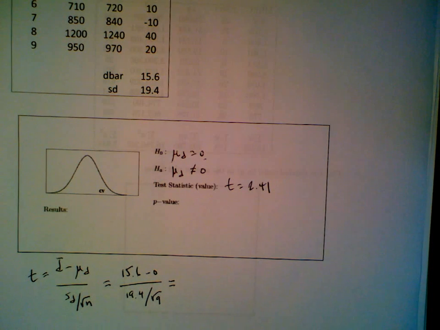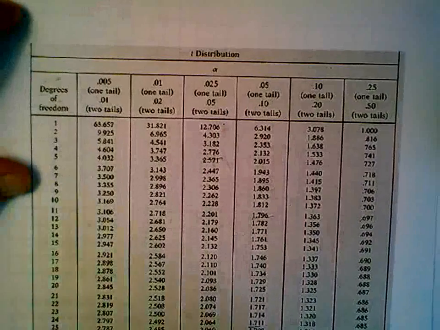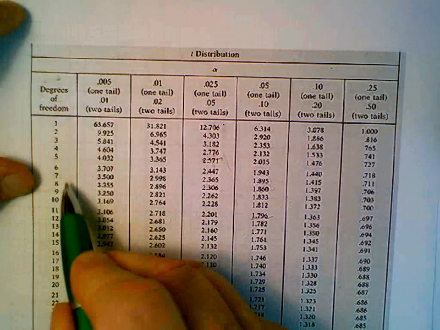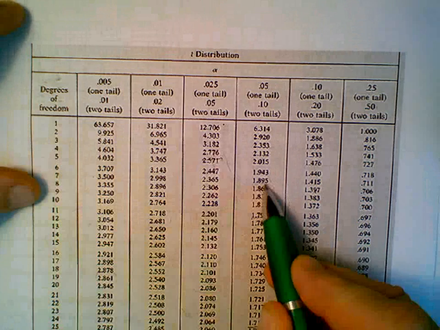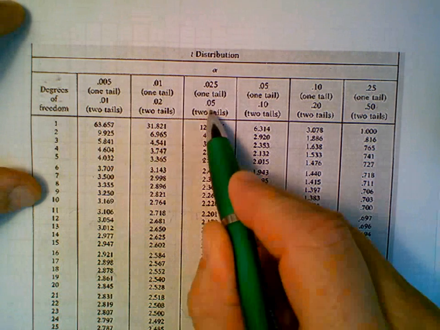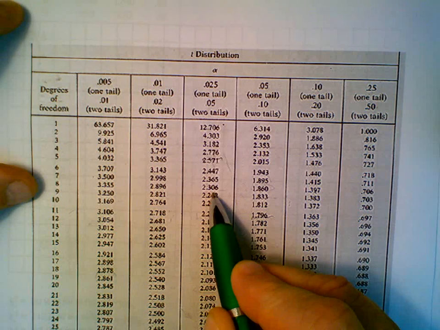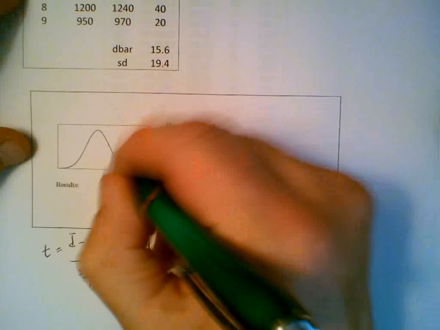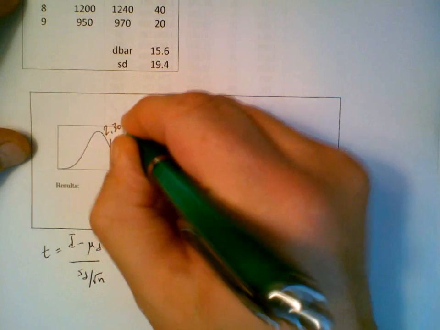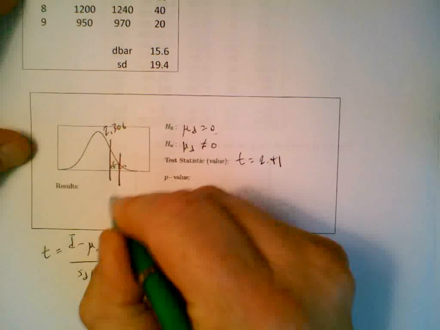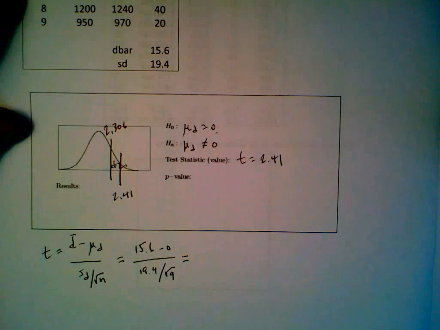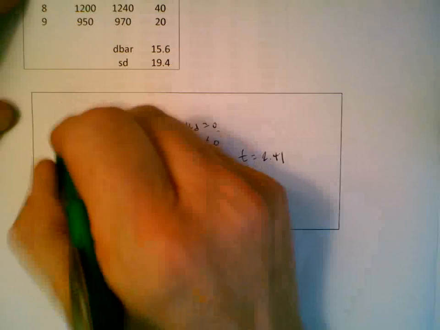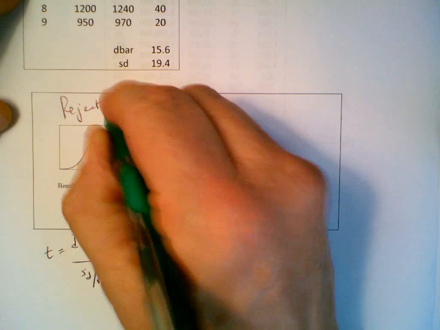Critical values. Well, let's get our t-table. We have n minus 1 degrees of freedom. So we're talking about 8 degrees of freedom, 0.05 in two tails. Here's 8 degrees of freedom, 2.306. So here's 2.306, 2.306. Here's the rejection region, and here's 2.41. So we just barely reject the null hypothesis. That's what it says.